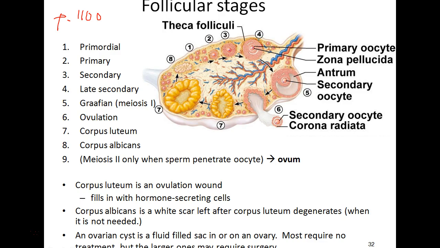So first, we arrive at the primordial follicle. That's going to be our most primitive follicle, and it contains a primary oocyte that's going to be surrounded by a single layer of flattened cells.